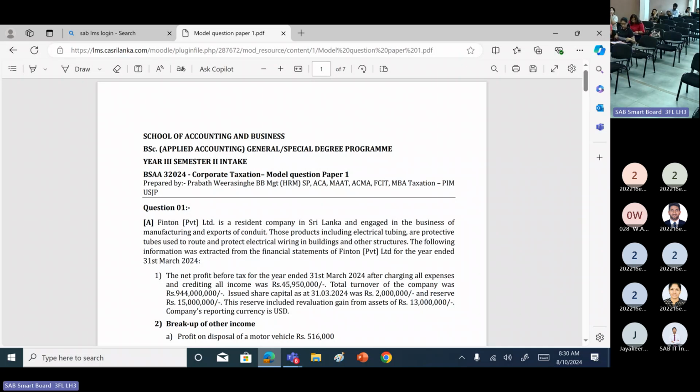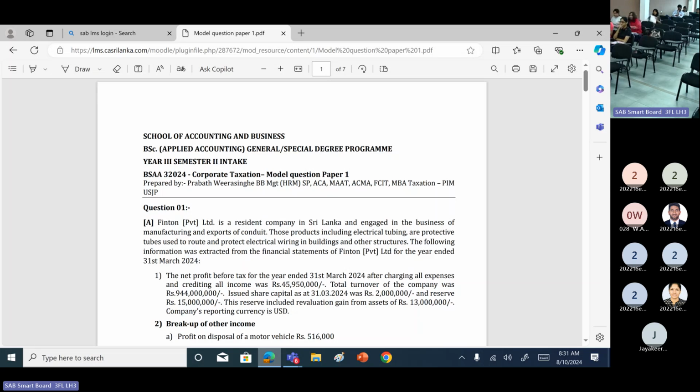Right. So today I plan to discuss one question with regard to computation of income tax liability of a company, as well as another small area that we didn't do, that is social security contribution. It is a small area; I will take 10 to 15 minutes on that. And tomorrow also we have another session.